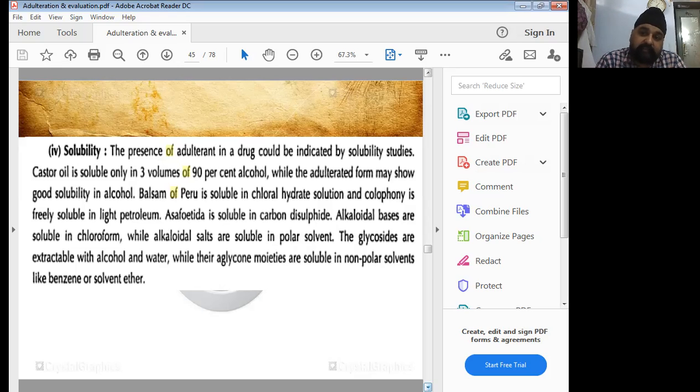Already, various drugs, their solubility is given in the various monographs. If you see in the monograph, there is basically a description of the drug and other things which are given in the pharmacopoeia. If it is deviating from that, if solubility is not appropriate in that solvent in which earlier in the monograph it is written it is soluble, there will be some problem. Might be some adulterated material is added.